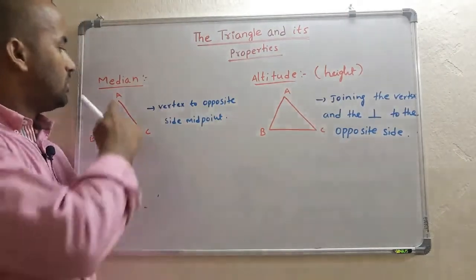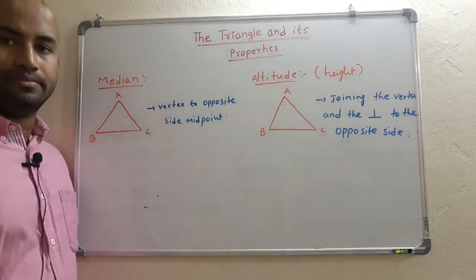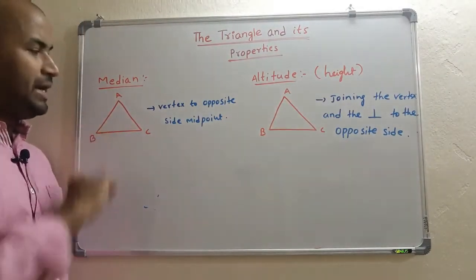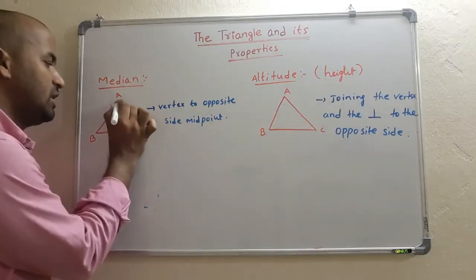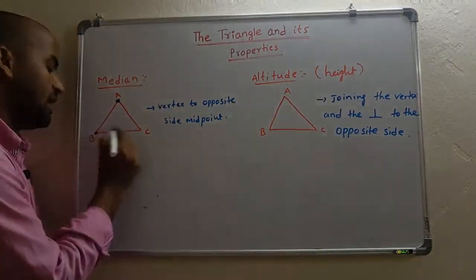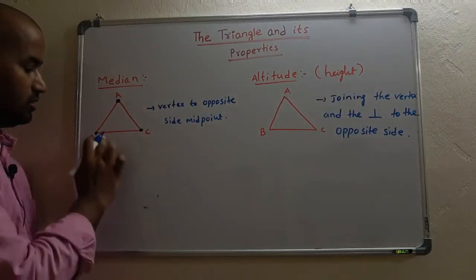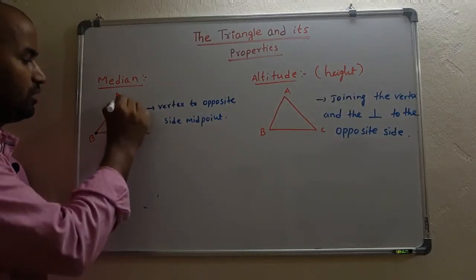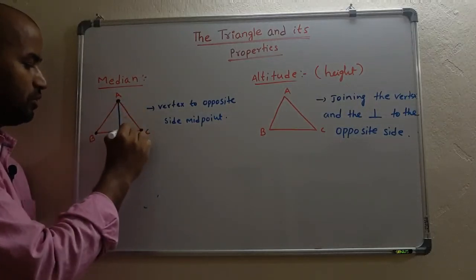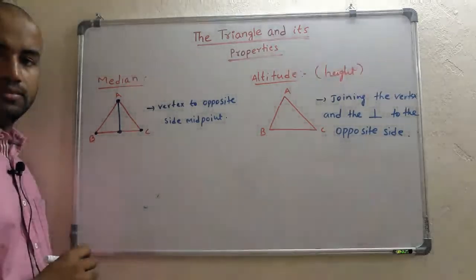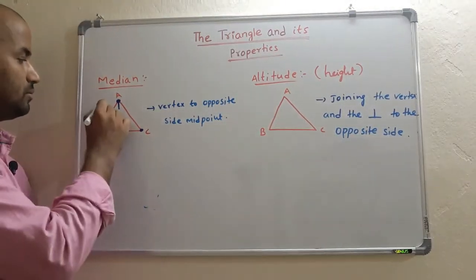We should know about median and altitude. What is meant by median? This is a vertex, right? The triangle has three vertices. From a vertex to the opposite side's midpoint. This is the opposite side, this is the midpoint. If you join the vertex and the opposite side's midpoint, you will get the median. Okay, this is the median.